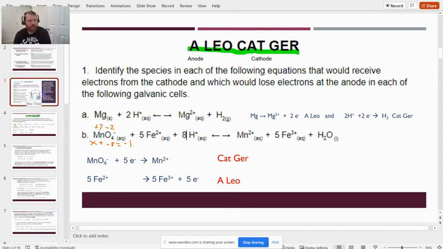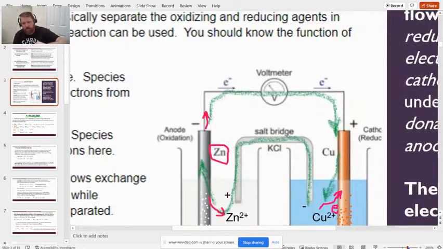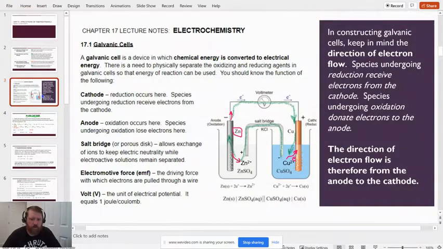Back to my thing from a minute ago. Oop, drawing on the screen. That's not going to work. The anode is where we lose electrons. Look, the zinc was losing electrons. They were traveling through the wire. The cathode was gaining electrons. The electrons were traveling through the wire, and the copper was gobbling them up. So in these, all right.